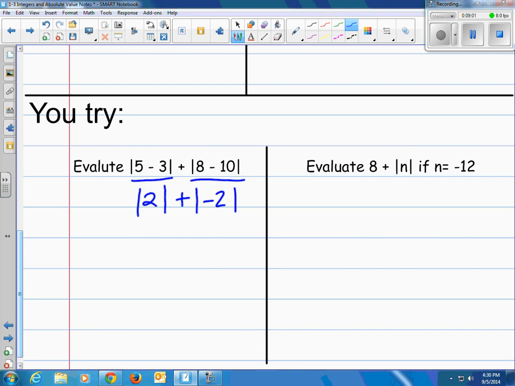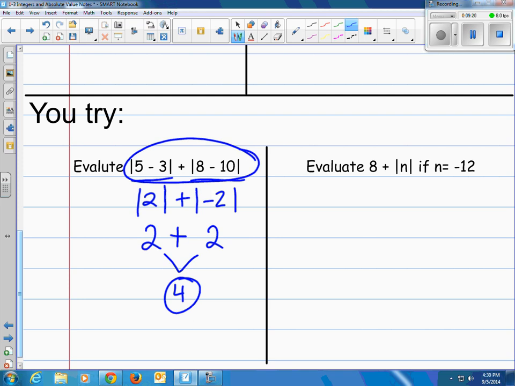Now we do the absolute values. The absolute value of 2 is 2 because it's 2 away from 0. Put our plus sign down. And what's the absolute value of -2? Well, that's 2 away from 0 as well. Now we take those two and add them together and you have 4. The answer to this original problem is actually 4.